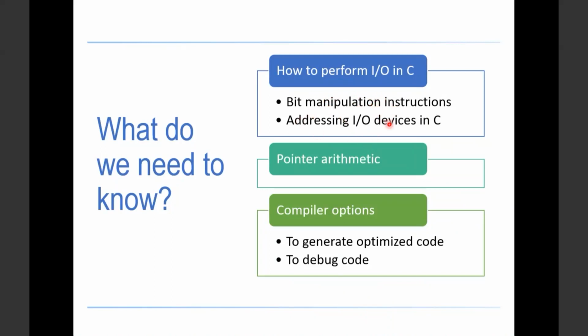And how to do the addressing of an I/O device in C. Then the pointer arithmetic, how to do the arithmetic, add, subtract, divide, multiply, and the compiler options to generate optimized code. So you need to know how to make your code simpler and more optimized, and how to debug your code if there is an error. So these are the things that you need to know.